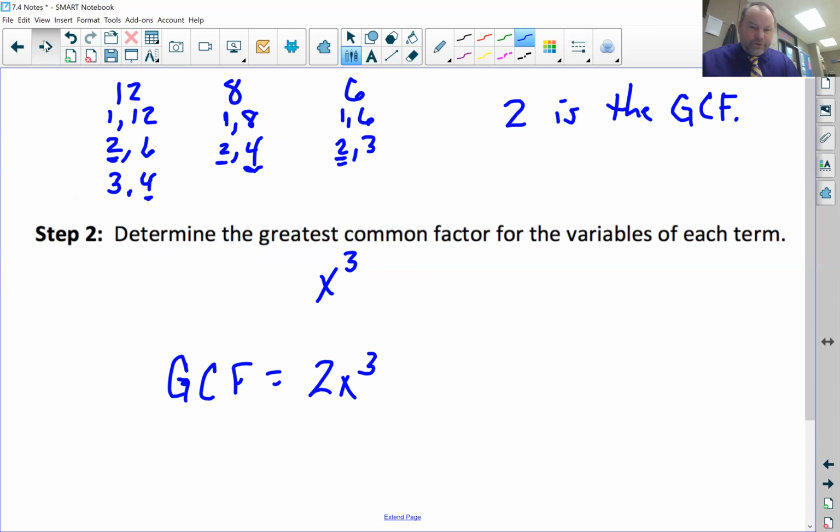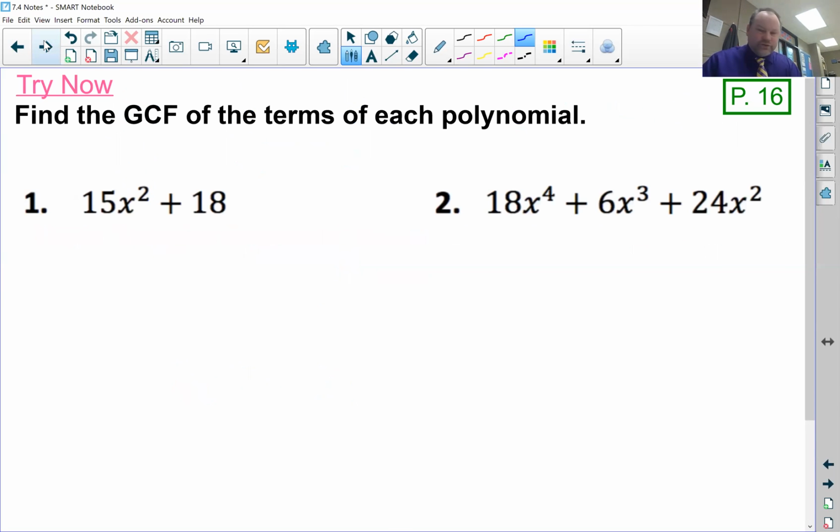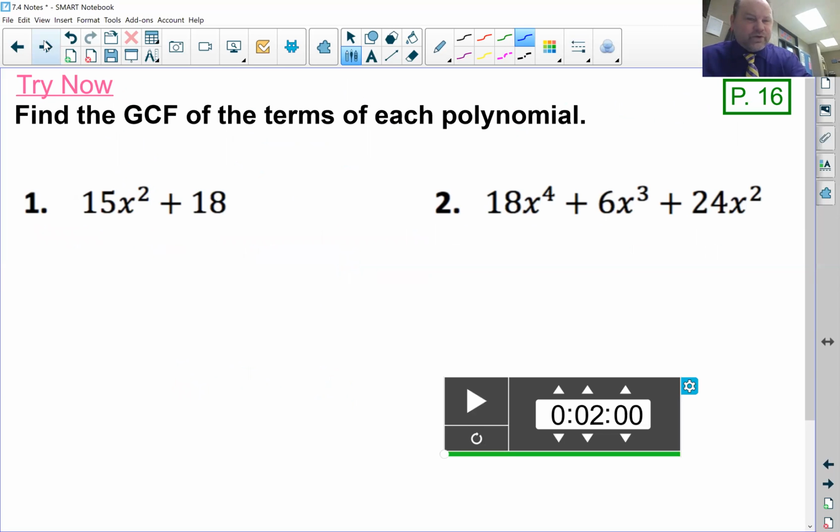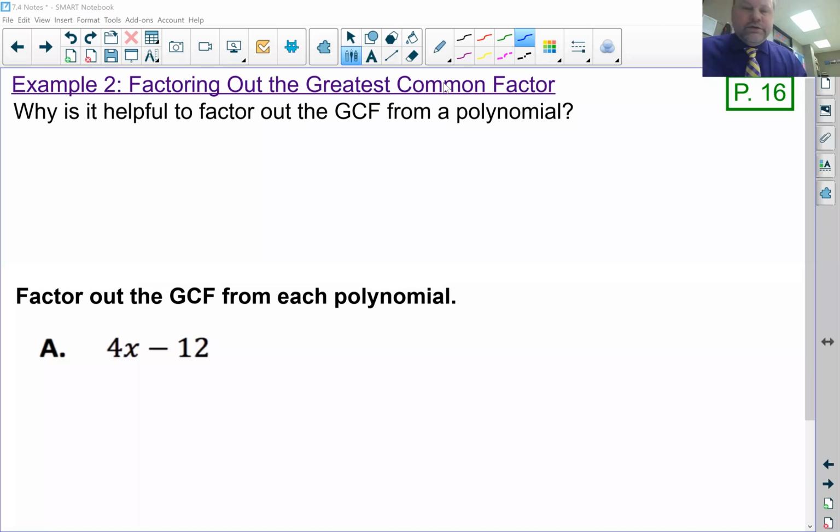So what I would like for you to do, go ahead and try these two problems, factoring out the greatest common factor. And so all you're doing is finding the greatest common factor. We'll change it up a little bit with the next part, but go ahead and find the greatest common factor for each of these two expressions. And I'll give you a few minutes to work on it. One of the reasons factoring out a greatest common factor is helpful is it makes the polynomial easier to work with, I think.